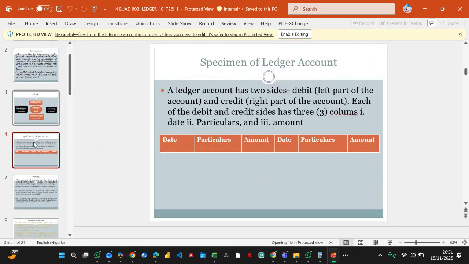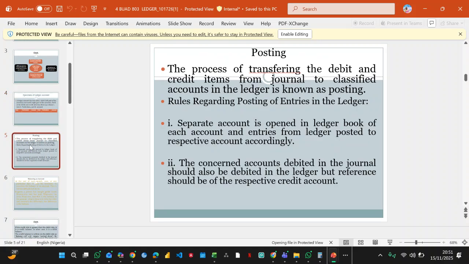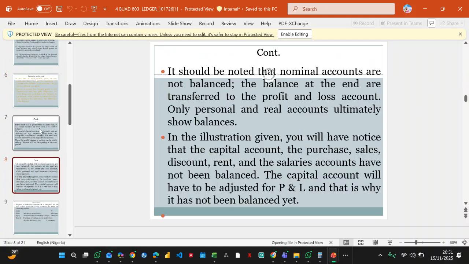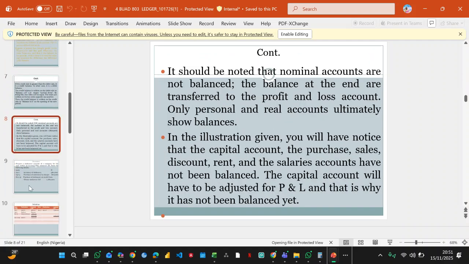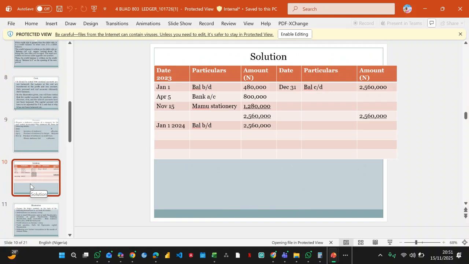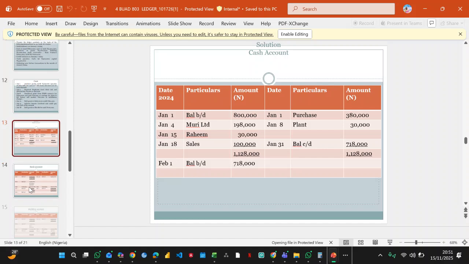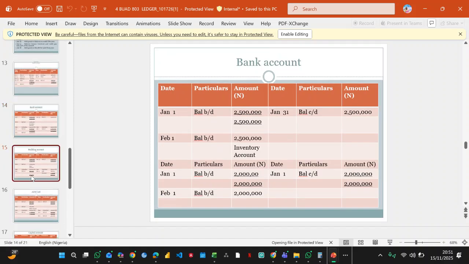Okay. We have what we have done already: posting, the process of transferring the debit and credit items from the journal to classified accounts. It's just what we have read that he just put here. He didn't do the kind of summary that I was expecting.